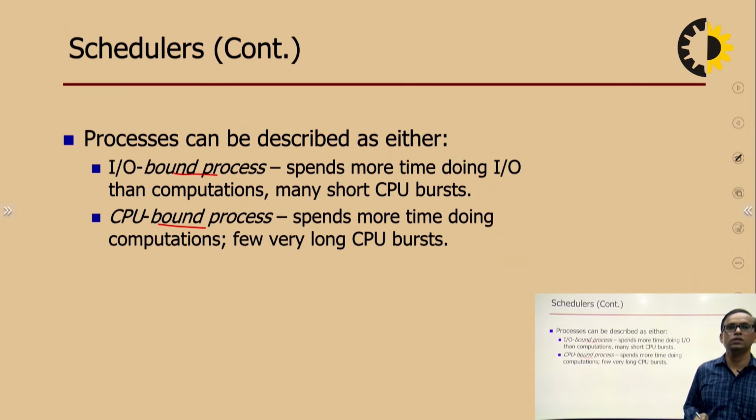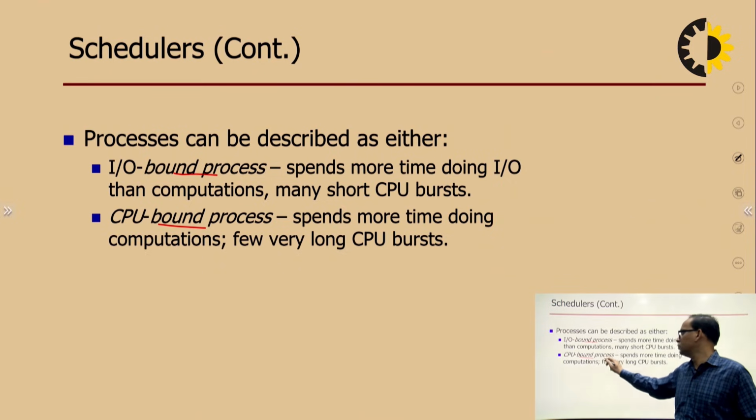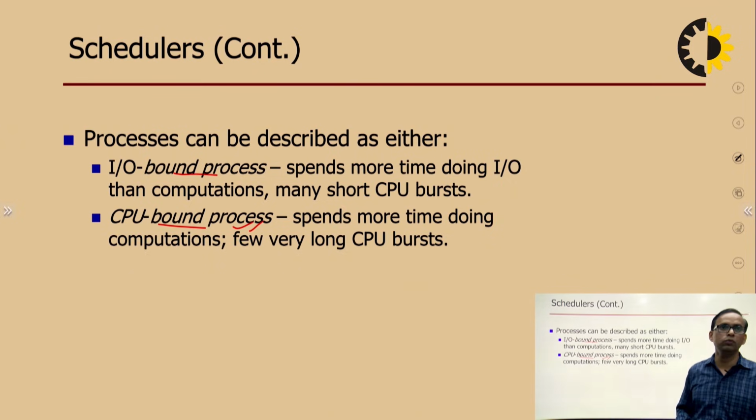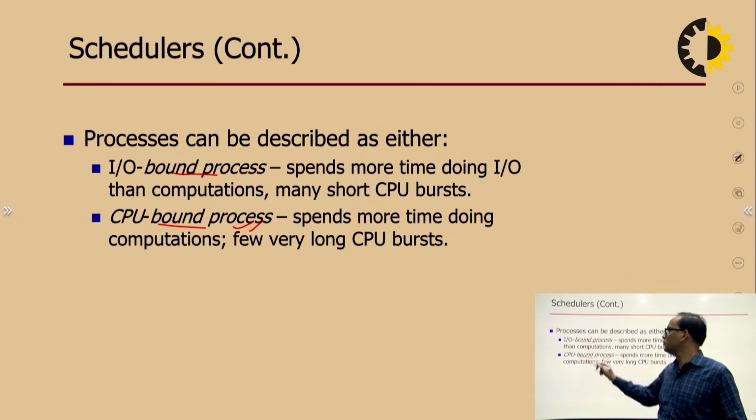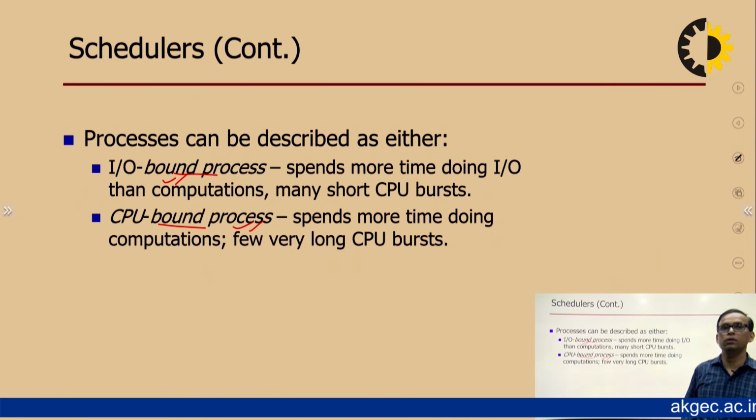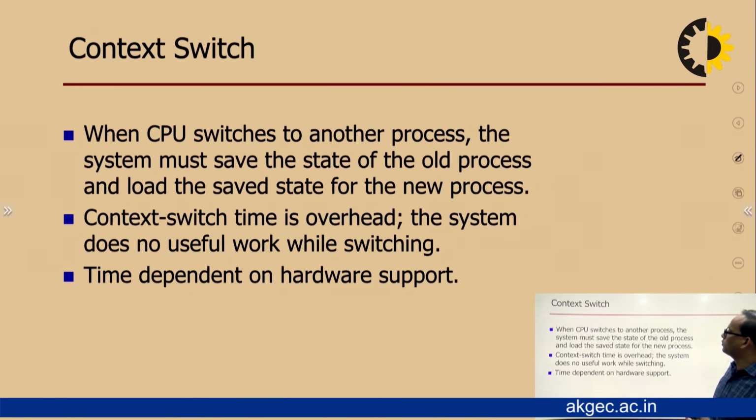Whenever the process is under execution by the CPU, at that time it is known as a CPU bound process. And if during the life cycle the process is waiting for an input output request, then at that time the process will be known as an input output bound process.